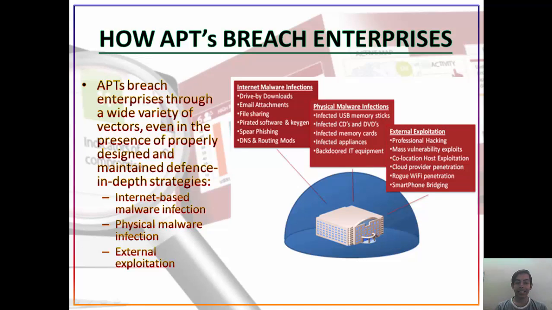There are basically three different ways, which are internet malware infections, physical malware infections, and external exploitation. Now you can see here that the internet malware infections include email attachments, spear phishing, etc. The physical malware infection includes infected CDs and DVDs, infected USB memory sticks, etc. And external exploitation includes rogue Wi-Fi penetration or cloud provider penetration. So these are the three different ways an APT attack can breach an enterprise.